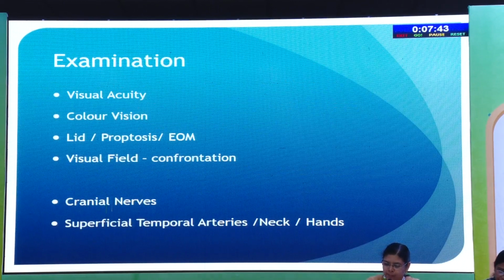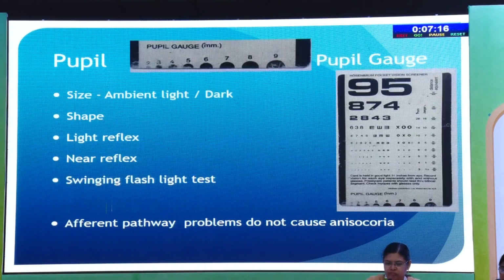Examination: visual acuity, color vision, examination of the lids, as you know, third nerve and Horner's, obviously looking for things like that. Proptosis, extraocular movements, visual field by confrontation. Cranial nerves, a brief neurological examination, and of course the superficial temporal arteries. As you know, in syringomyelia you have involvement of the hands, so have a look at the hands. All these are very important, not slightly different from your usual ophthalmology examination. And examine the neck for any scars.